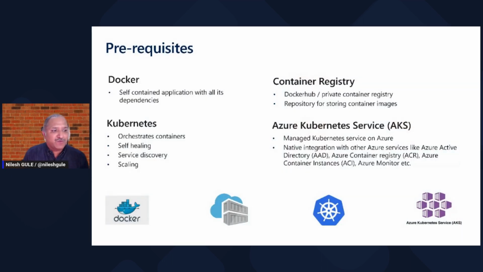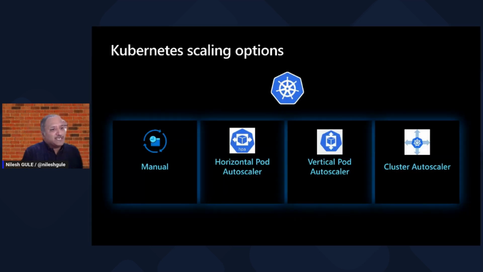Before I start, here are some of the prerequisites for this session. Because we are talking about Kubernetes and auto-scaling, I assume that people know about Docker, how to build self-contained applications with all their dependencies using Docker images. A bit about Kubernetes, how Kubernetes helps to orchestrate the containers, and how it has things around self-healing and self-discovery. Then a knowledge of container registry. We'll be using Azure Container Registry, but you can also use the Docker Hub public registry or any other container registry for storing and retrieving the container images. And I will be using Azure Kubernetes Service or AKS, which is a managed offering on Microsoft Azure. So a bit of knowledge of how managed Kubernetes works and how to integrate other Azure services like Active Directory, Azure Container Registry, and Azure Container Instances might be helpful. So let's get started by looking at the different options for scaling.